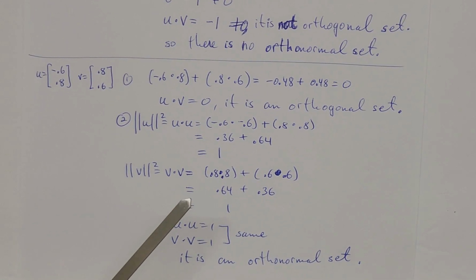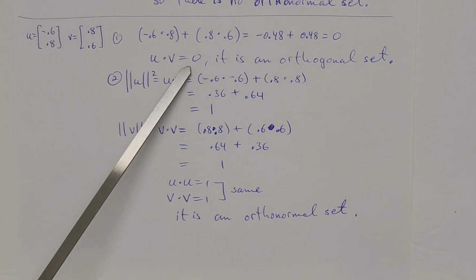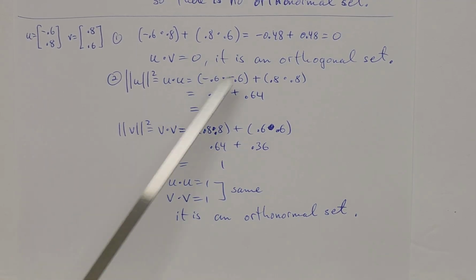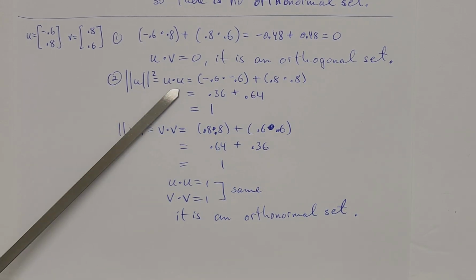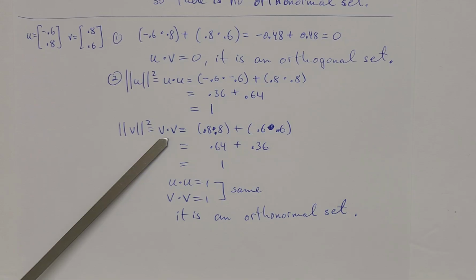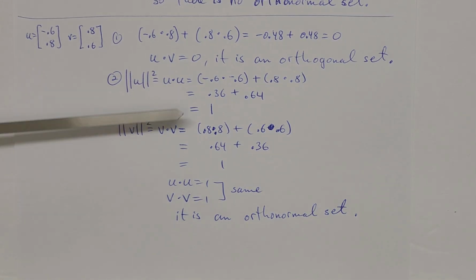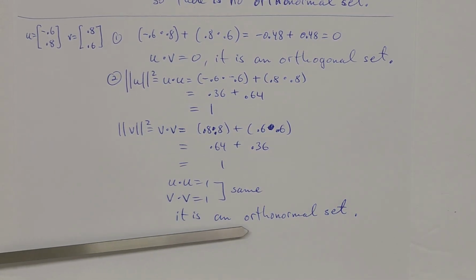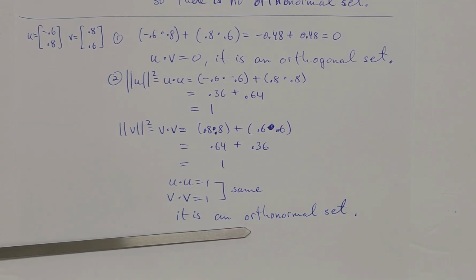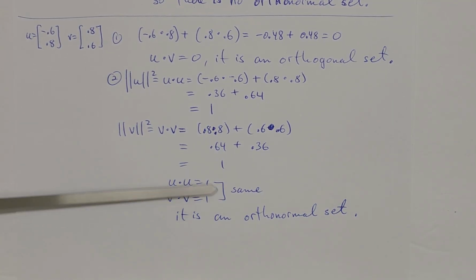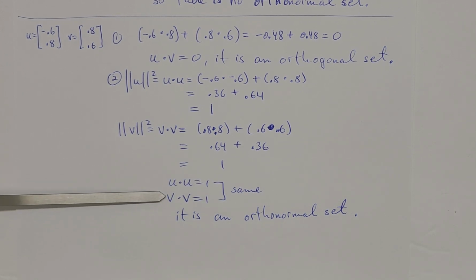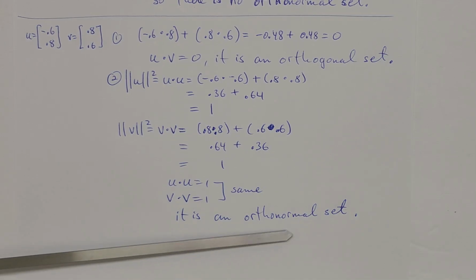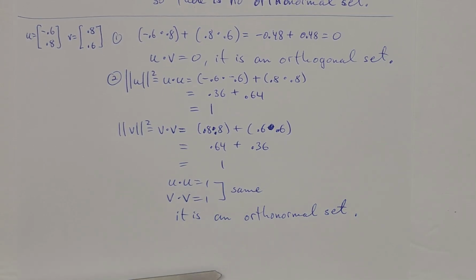Next, if the solution does come out to be 0, then it is orthogonal. After that, multiply the first vector by itself, and do the same thing for the second vector. If they come out to be the same, then it is an orthonormal set. If these two values are not the same, then it is not orthonormal, and you have to normalize. So be very careful of that.